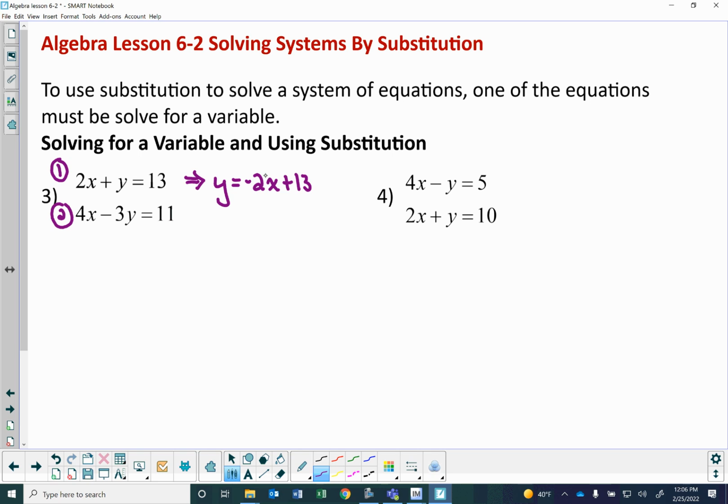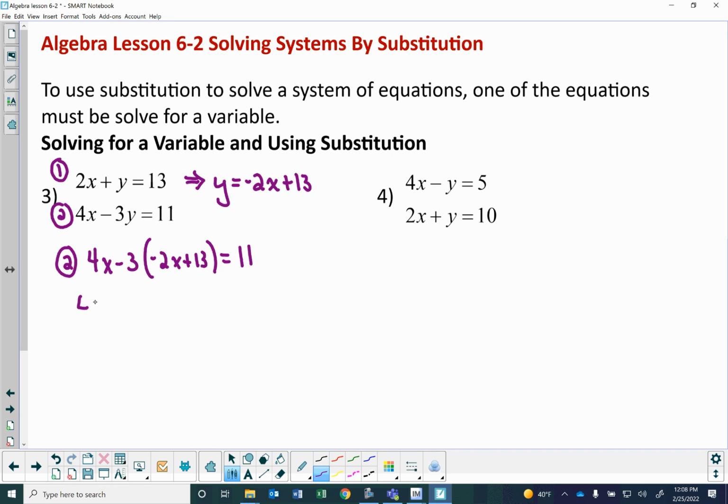And if y equals negative 2x plus 13, in equation number 2, every time I see a y, I'm going to plug in negative 2x plus 13. So now that I know that y equals negative 2x plus 13, in equation 2, every time I see y, I'm going to substitute in negative 2x plus 13. So I have 4x minus 3 times y, which is negative 2x plus 13, is equal to 11.